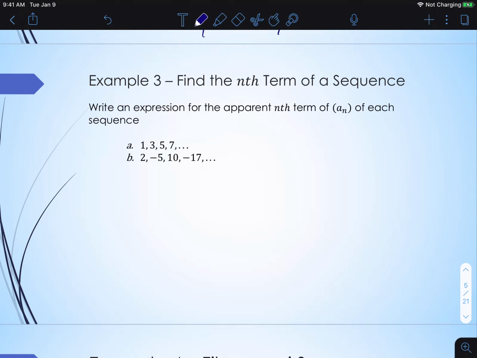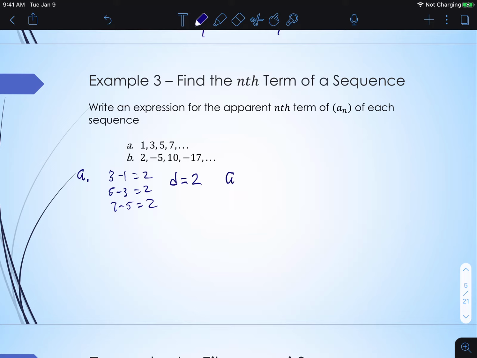So for example 3, find the nth term of a sequence. And so this one's saying, write an expression for the apparent nth term, a sub n, for each sequence. So let's take A and take some starters here. We can do this. 3 minus 1 is 2. 5 minus 3 is 2. 7 minus 5 is 2. So guess what? d, which is my common difference, is 2. Because notice between every term, we're just simply adding 2.